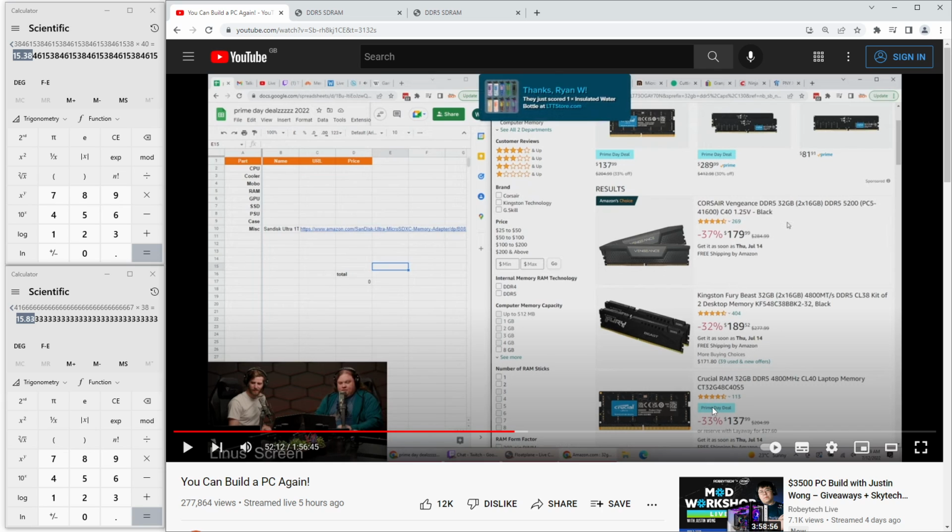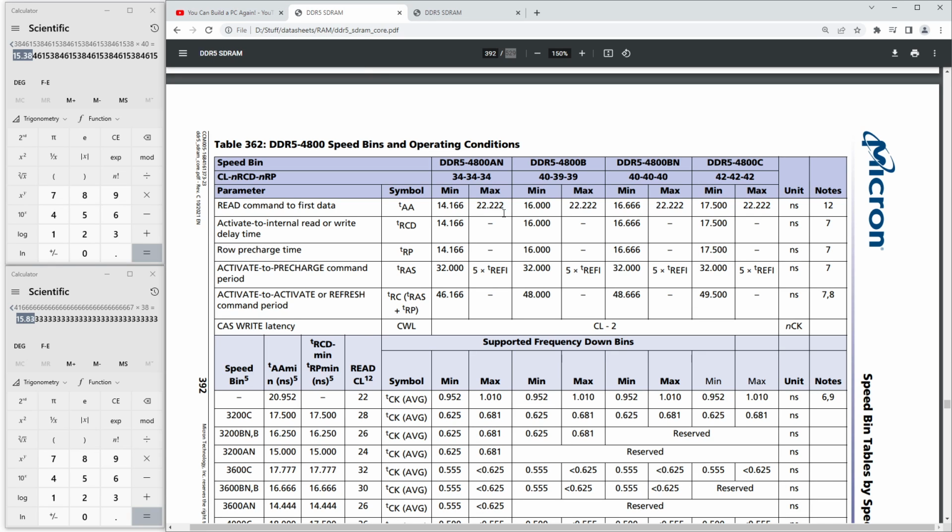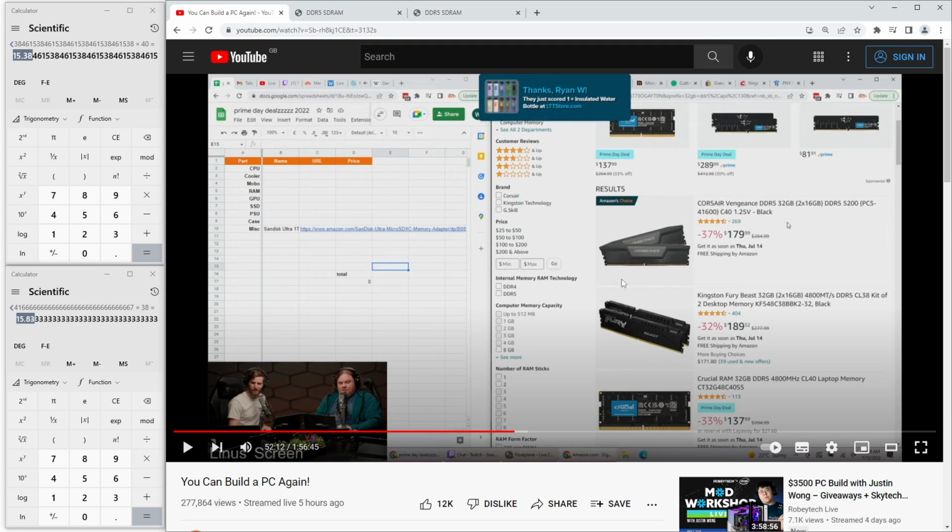However, the 5200 kit would probably still win in any performance test because CAS latency on DDR5 barely makes a difference to overall performance. There are a lot more timings that affect memory performance far more than the CAS latency does. But we're not going to get into that in this video. I have other videos getting into that. Actually, I have at least one video that gets into that.